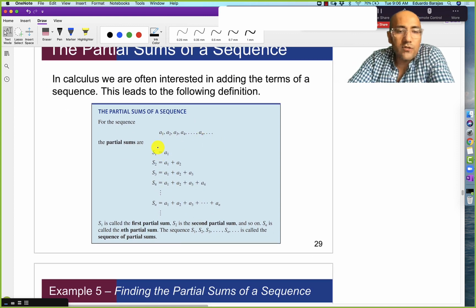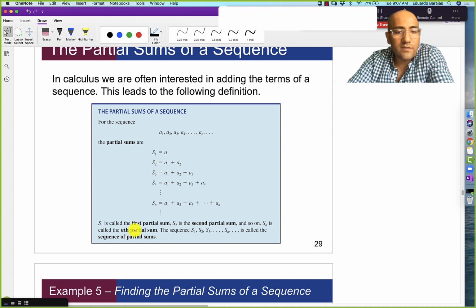A new sequence, which here we're using the letter capital S to represent, where the first number on my new sequence is just equal to the first value on the given sequence. And then the second value of my sequence is the sum of the first two values of my original sequence. The third one is the sum of the first three and the sum of the first four, and so on and so forth. So this itself is a new sequence, but it's a sequence of partial sums.